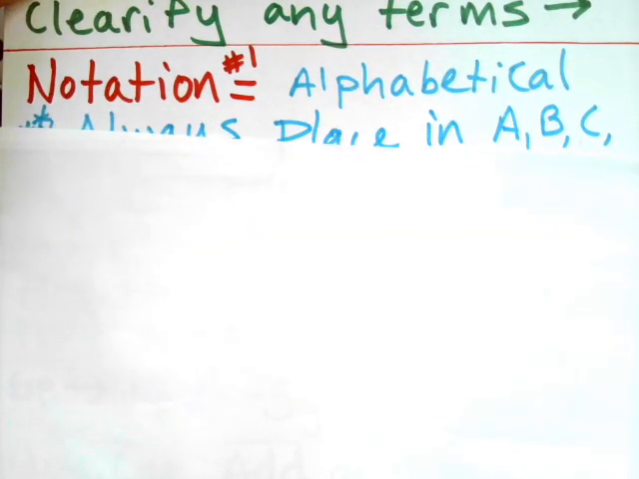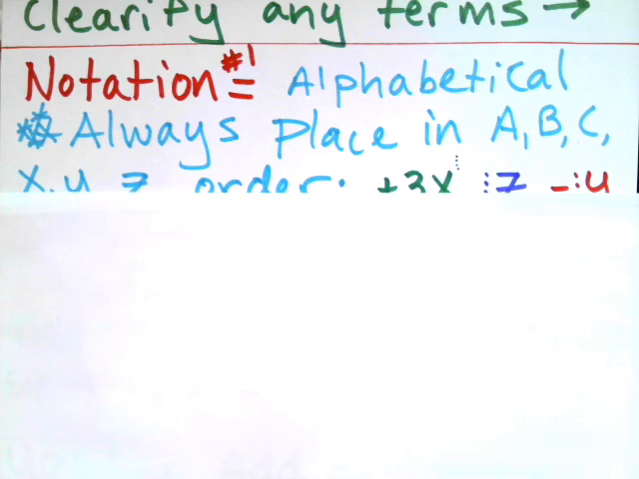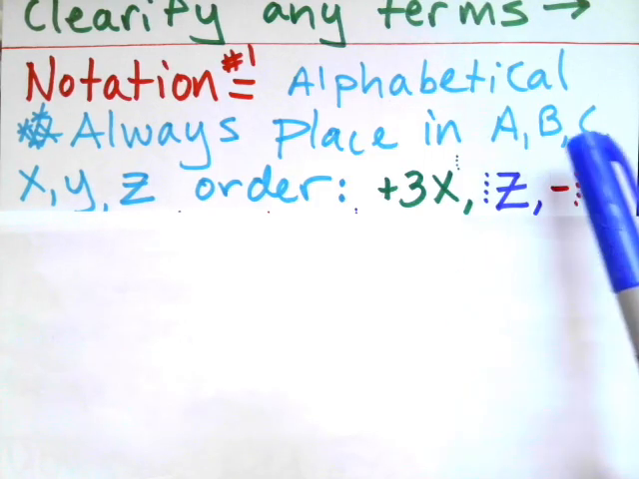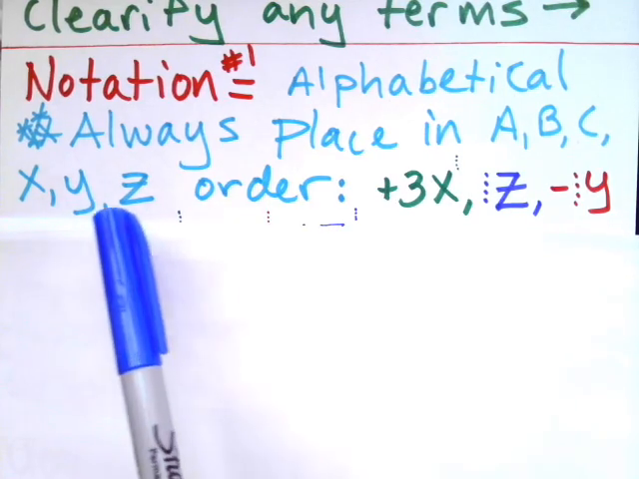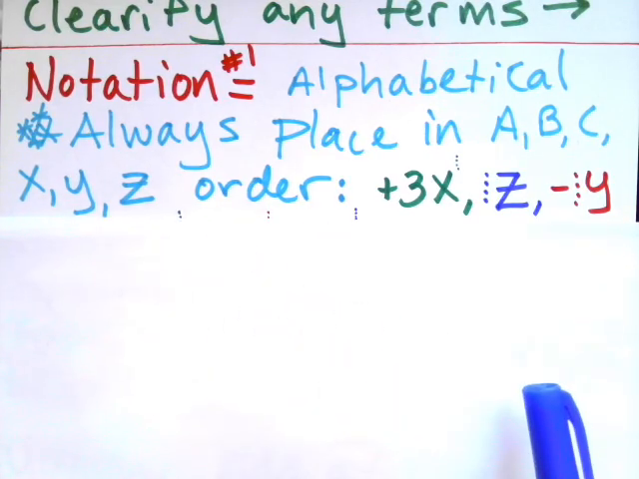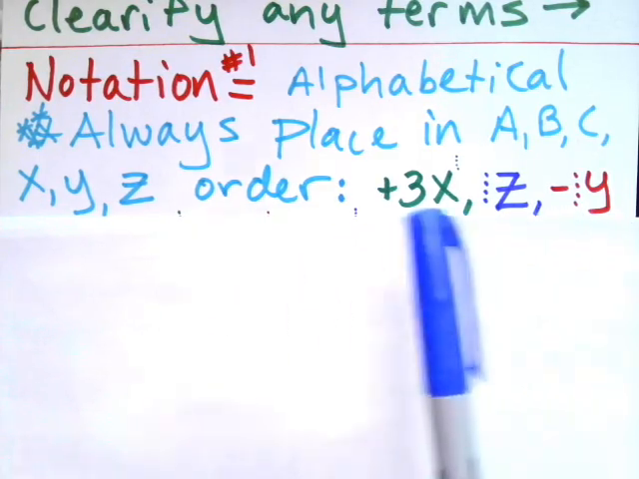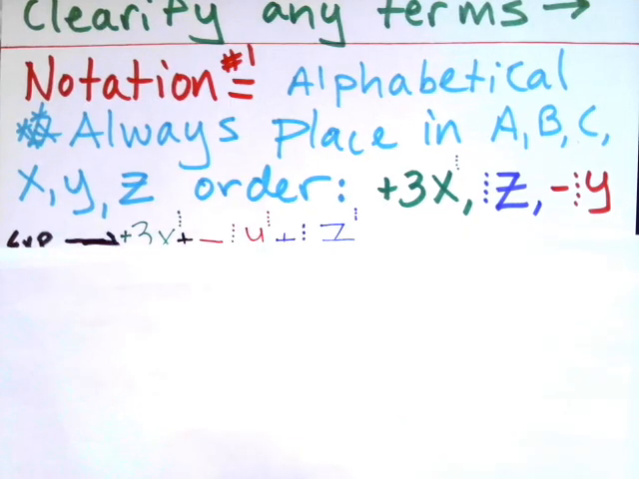All right, so notation number one, you want to place your terms, like terms or not like terms, in alphabetical order. A, B, C is an example of alphabetical order. X, Y, Z is in alphabetical order. So here I've got three terms. They are not in alphabetical order. I want to place these terms in alphabetical order. What order should they go in? Let's go ahead and take a look here.